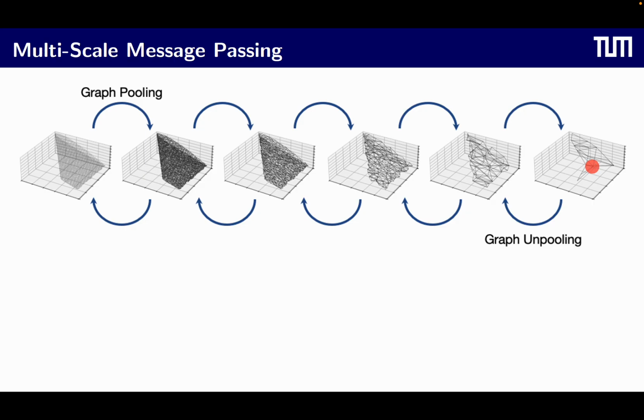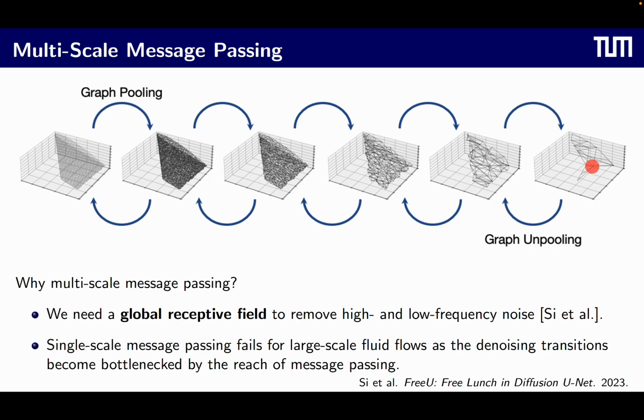And we found that actually we need to use this kind of multi-scale architectures because when denoising, each of the denoising transitions has to be able to remove high frequency noise but also low frequency noise. And for this, we need a large or even global receptive field. And it would be very expensive to achieve this just by stacking message passing layers, particularly if we have a very large graph.